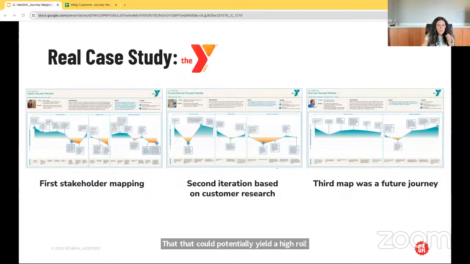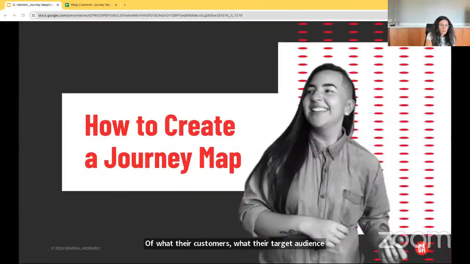So they were able to address a lot of these issues that came up in their research study. And they found that it was easier to implement once they had an idea of what their customers, what their target audience, is struggling with.